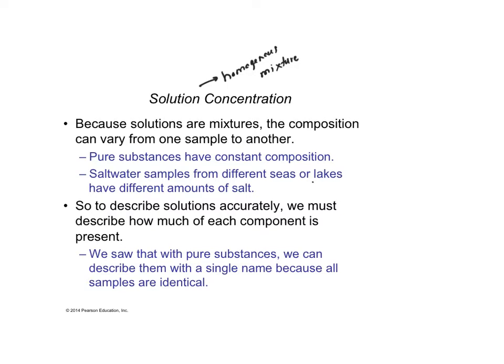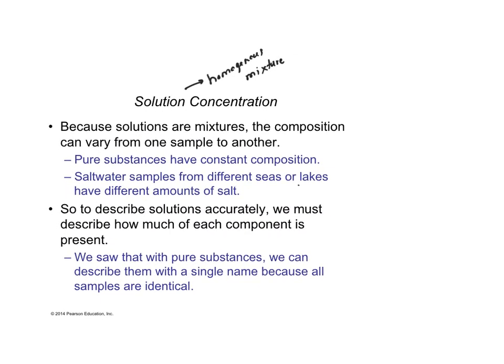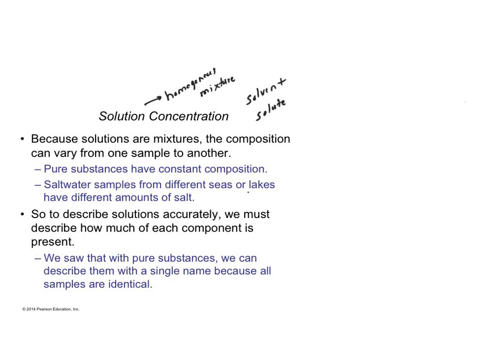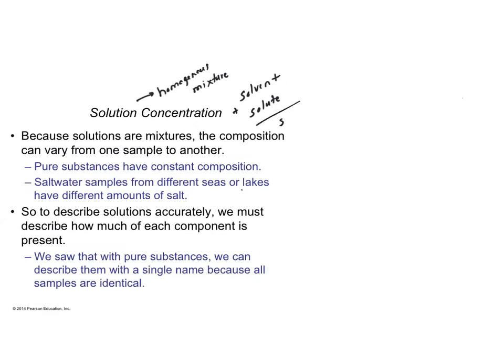Now, there are going to be two important components to a solution. The first one is what we call the solvent, and the second one is what we call the solute. I kind of did that backwards, but it's fine. So we have solvent versus solute, and together these make up the solution. A solution is the combination of the solvent and the solute.